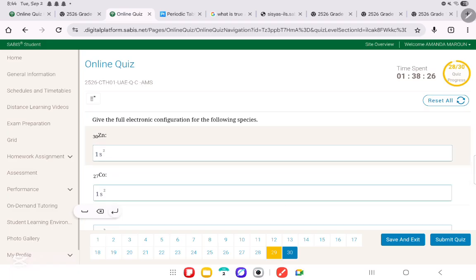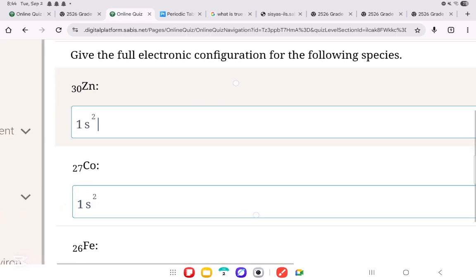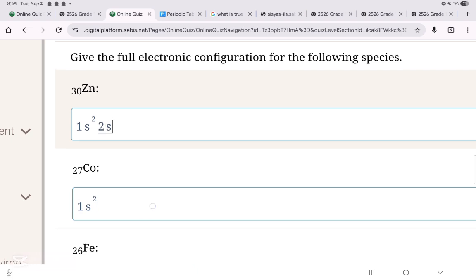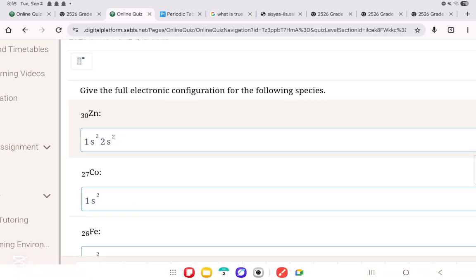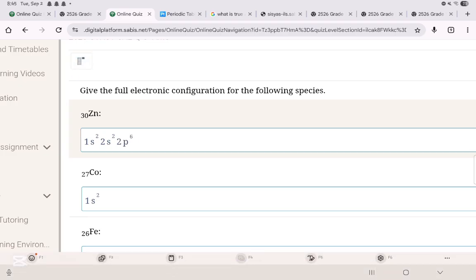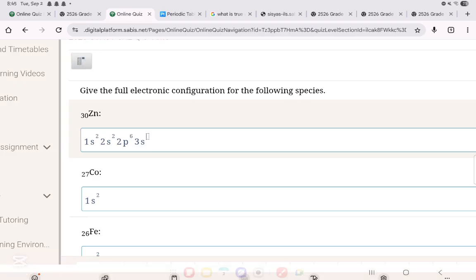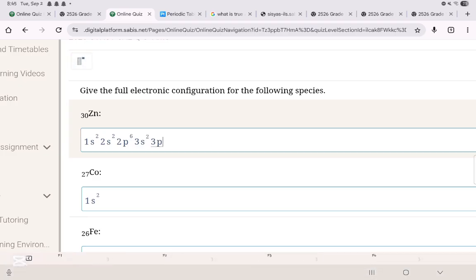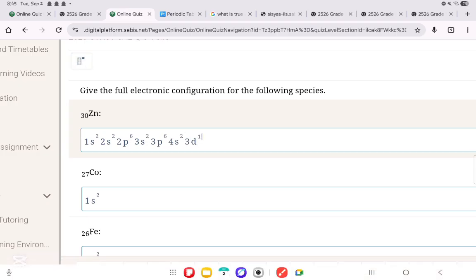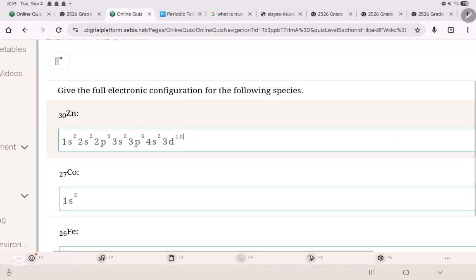Let's first start with the Zn. We need to fill 30 electrons, right? So we start with 1s2, then 2s2, then 2p6. Like this, we already filled 10. Then after, 3s2, then 3p6. Now we filled 18 electrons. Then again, after, 4s2, then 3d10. And we stop here. Why? Because this is where we reach 30 electrons.